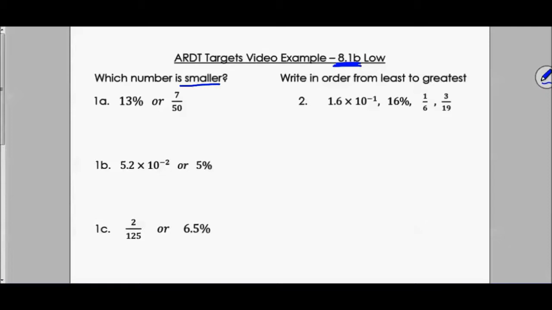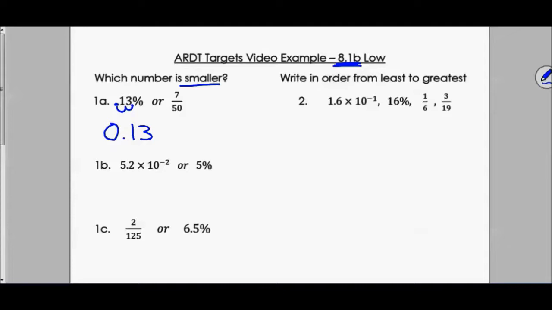Some people change them all to percents. Some people are more comfortable with working with percents. That's fine if you want to. I'm going to change everything into a decimal because it's the easiest to get to. 13%, we're going to move the decimal place 2 places, or you can think of this as dividing by 100. Either way, that's 0.13.